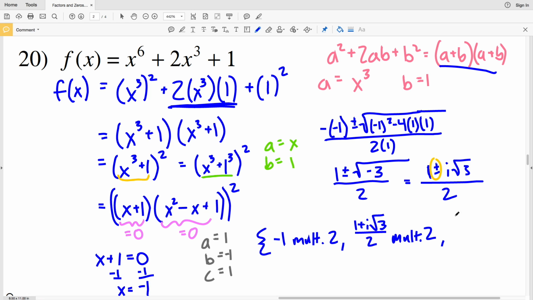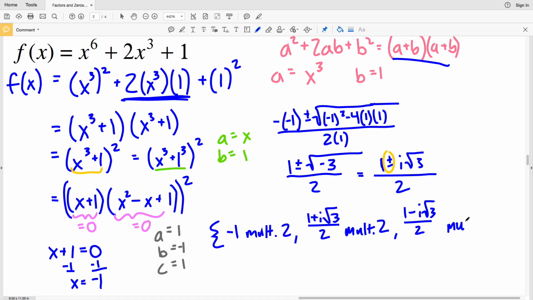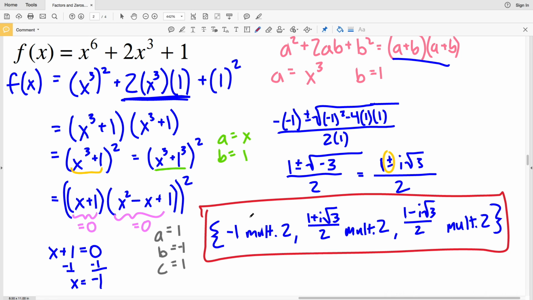Then, lastly, I have 1 minus i times the square root of 3 over 2, and again, that occurs twice. So my solutions for the last problem of number 20 are negative 1, and that occurs twice, 1 plus i times the square root of 3 over 2, and that occurs twice, and 1 minus i times the square root of 3 over 2, and that again occurs twice. Each of those zeros is repeated.